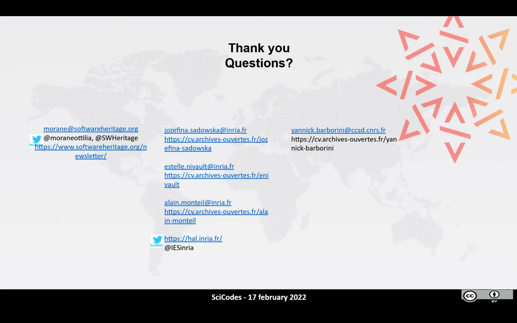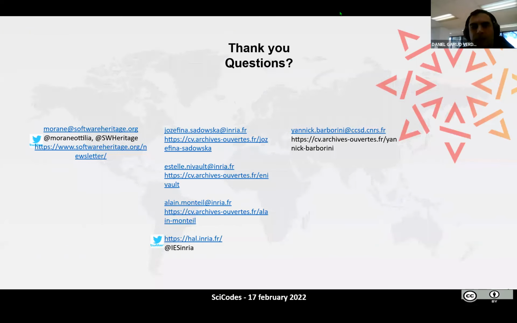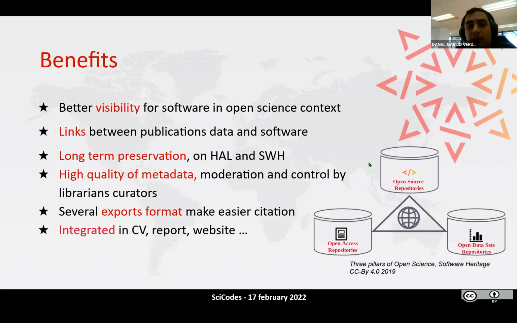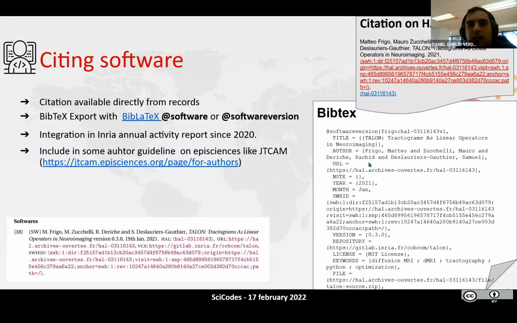Hello, thank you for the presentation. It was very nice. My question is related to the BibLaTeX tag. So I see that GitHub now has @software, and I see that you are using @softwareversion. So I think this is going to be potentially confusing for researchers. So which one should we use?